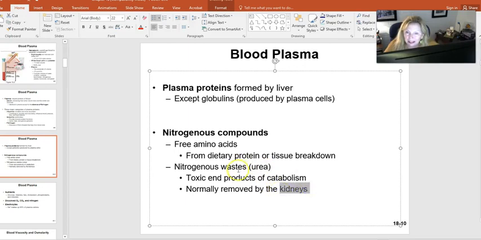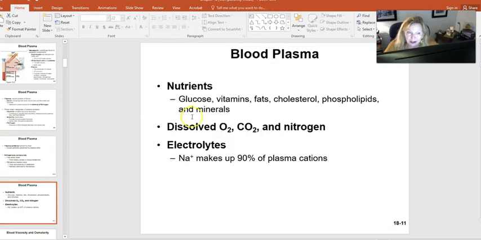So as the kidneys are filtering blood plasma, because that's what the kidneys do, urine is simply filtered blood plasma. One of the components that we call waste products is urea, and we'll talk more about that when we get to the excretory system, the urinary system.